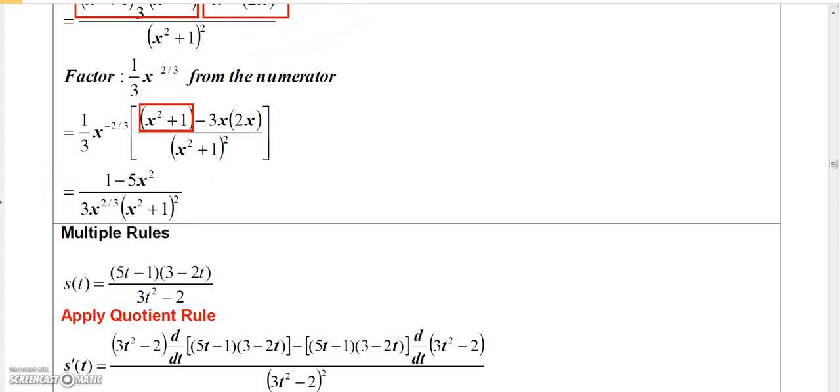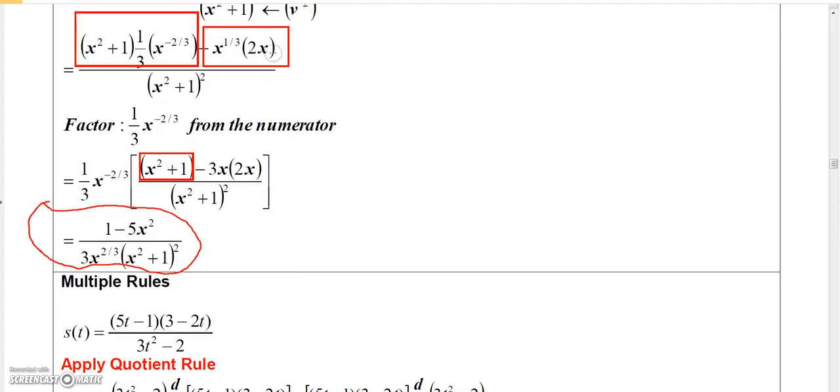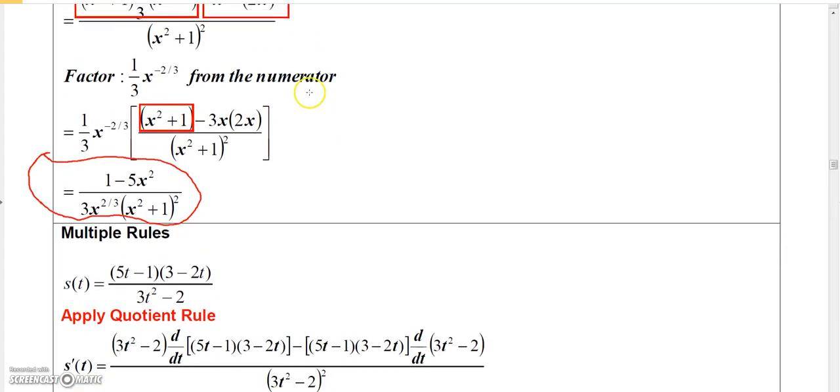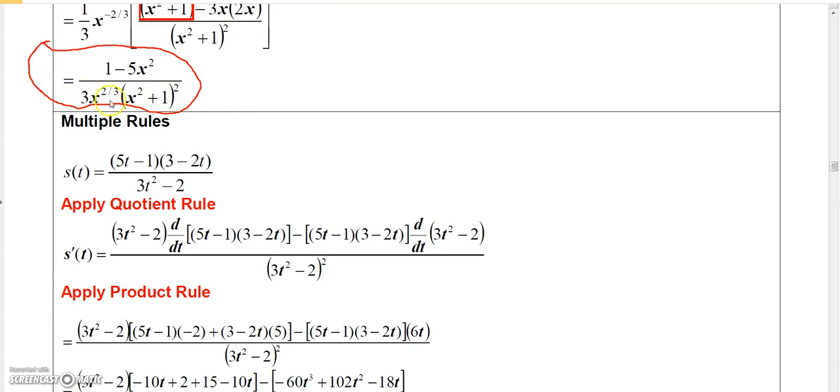So this was pretty straightforward, except for probably when I factored 1/3 x to the negative 2/3 out. But you can notice that by factoring that out, I made the function look a lot nicer than it would have had I left it in the form that I had up here. So that simplified it. Now, what's important about this is now if I needed to, I could find the zeros of this derivative if I needed to by setting it equal to 0.